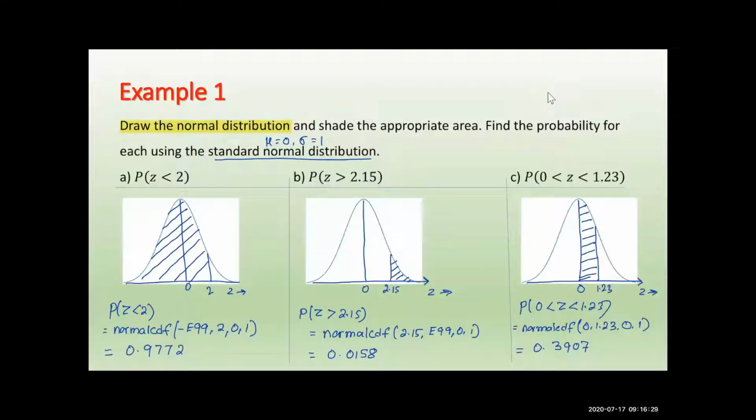So always remember, when you're calculating the probability, it will be equal to the area under the curve between the given values. And to find that area in your calculator, we use normal CDF. First we write the lower limit, then the upper limit, then the mean and the standard deviation. This is like the formula that you need to remember. This is what we enter in our calculator to find the area or the probability.